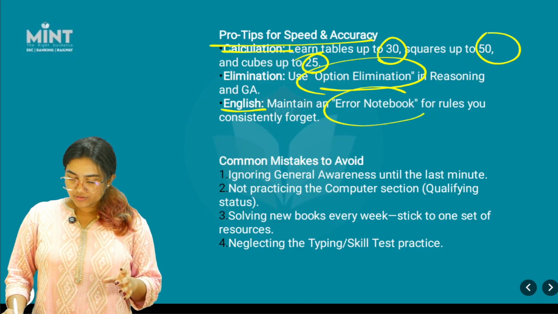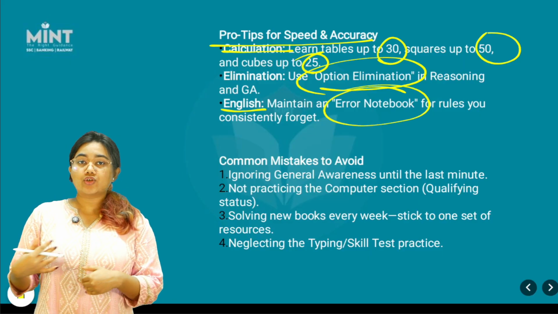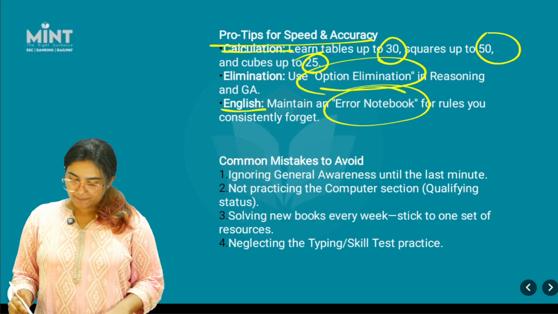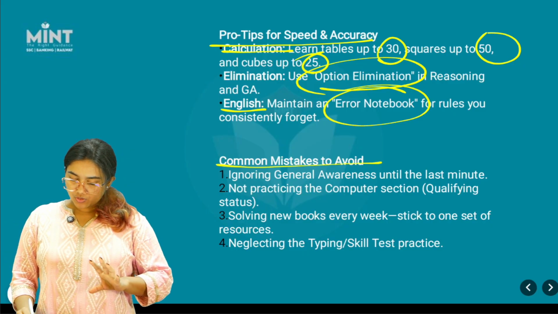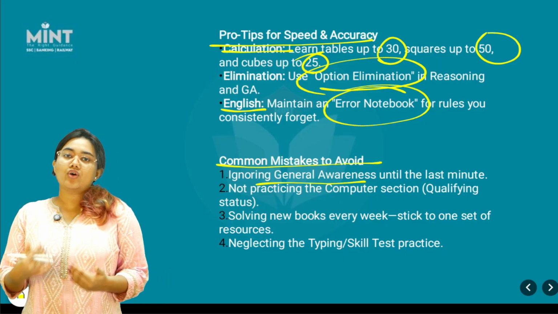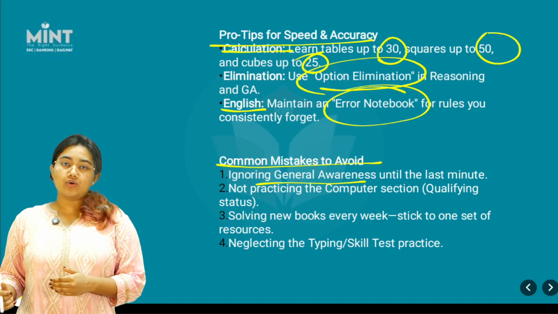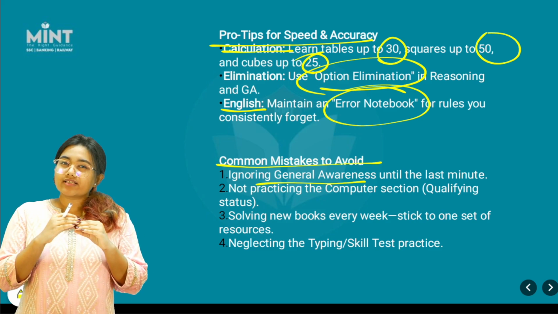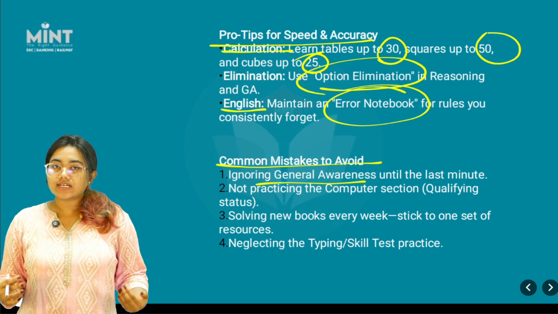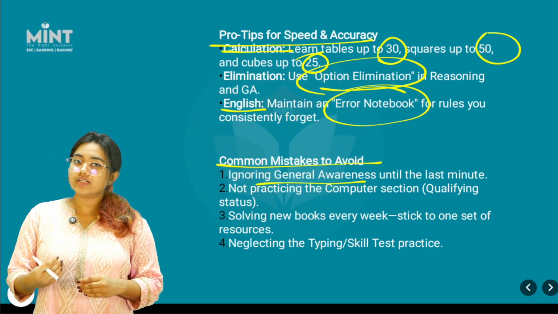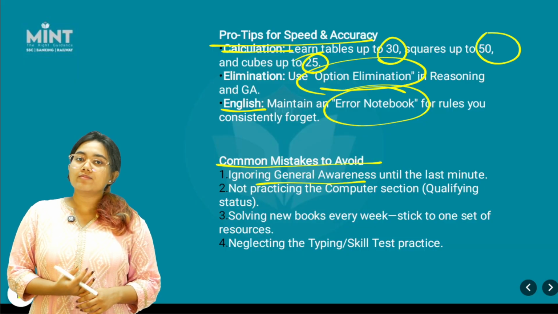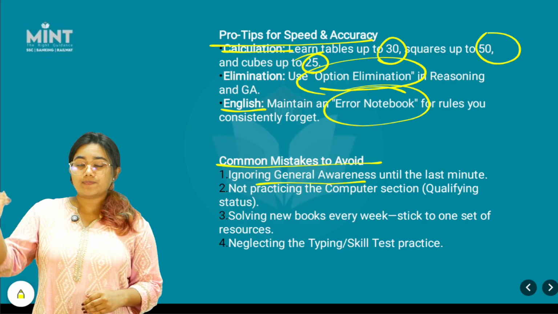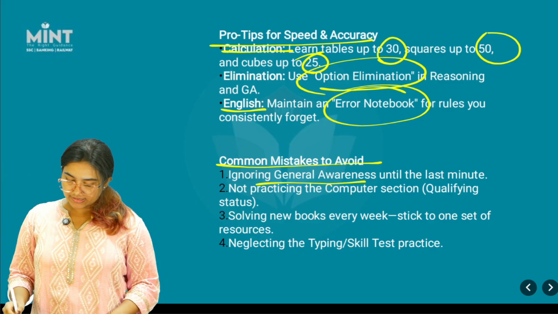English, maintain an error notebook, so that if there is any mistake that you're repeating, you'll be able to note it down and catch that mistake when you're about to make it. A common mistake is to ignore general awareness because you think it's not that much of a scoring subject. That's not going to do you good, because it is a real game changer, because people will study the other things, but general awareness is often an ignored subject. So if you're able to score marks in that, you will be able to increase your position in the rank list.